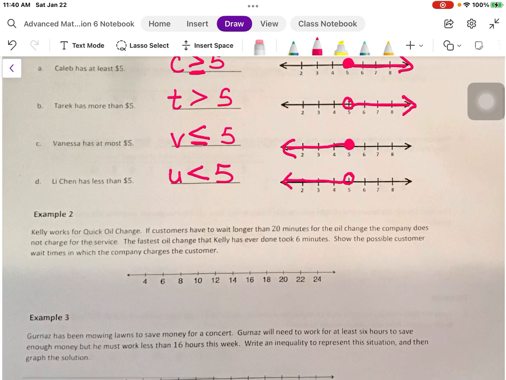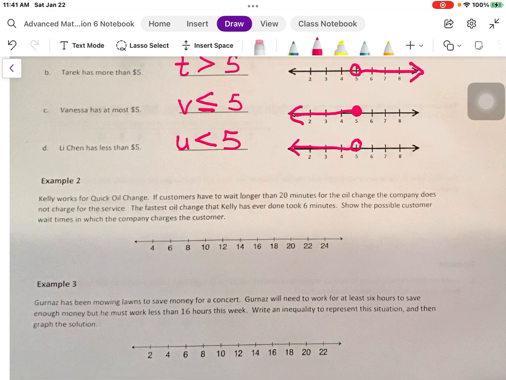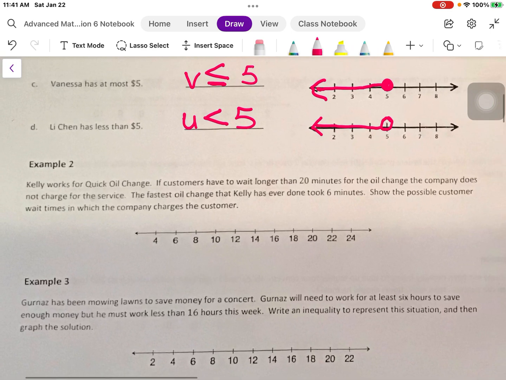Here's a second example. Kelly works for Quick Oil Change. If customers have to wait longer than 20 minutes for the oil change, the company does not charge them for the service. The fastest oil change that Kelly has ever done took 6 minutes. Show the possible customer wait times in which the company charges the customer. Okay, if they wait longer than 20, then it's free. The shortest one is 6 minutes, and we have to show all of the wait times that could be possible.